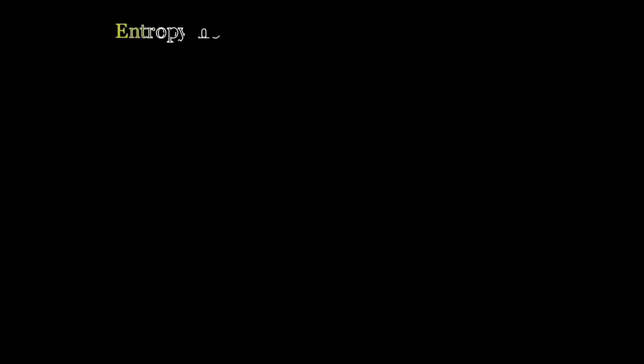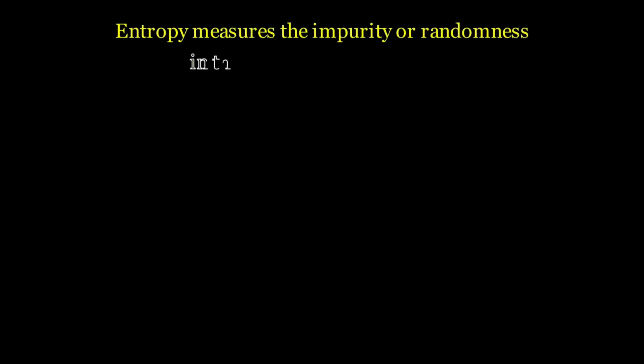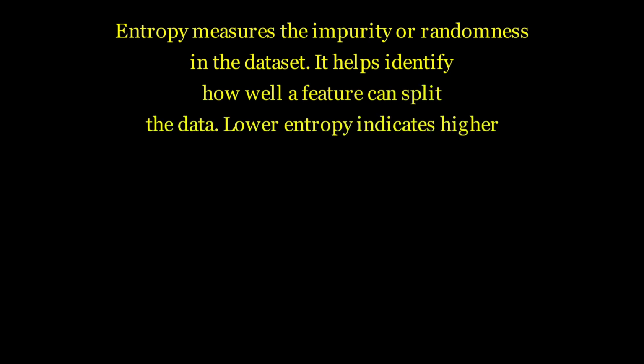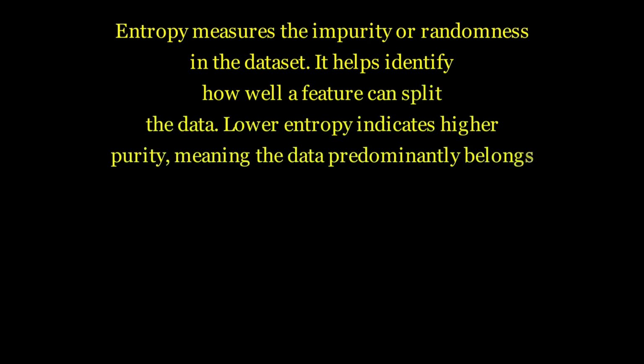What is entropy in a decision tree? Entropy measures the impurity or randomness in the dataset. It helps identify how well a feature can split the data. Lower entropy indicates higher purity, meaning the data predominantly belongs to one class.